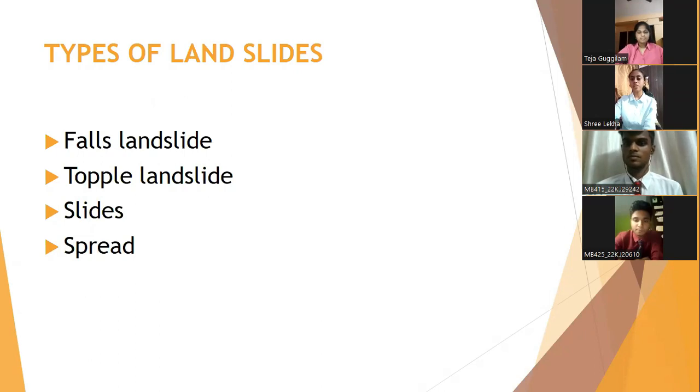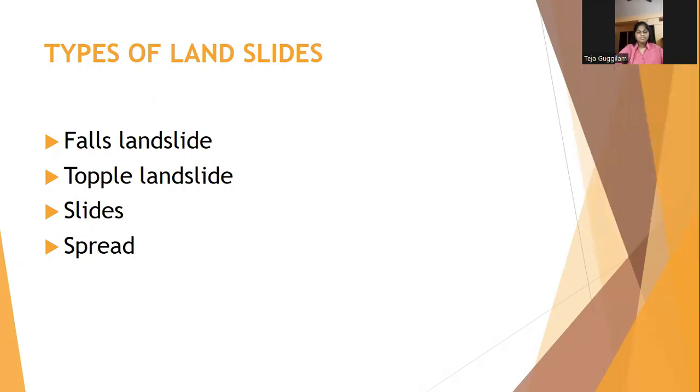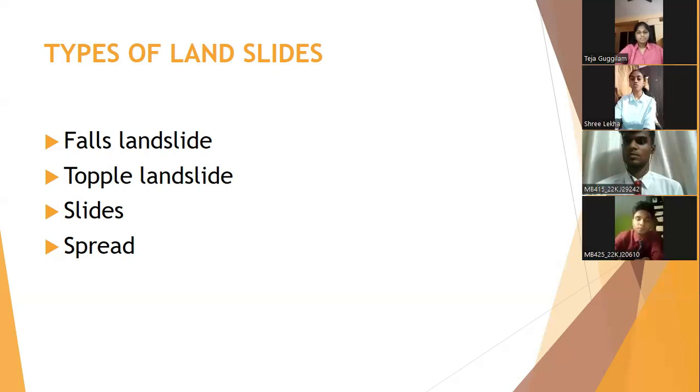Next, we have slides. It is a kind of landslide when a piece of rock slides downwards and is separated from the rest. Next, we have spread. It happens on flat land with a gentle slope, and it occurs because of softer materials or when the soil is softer.